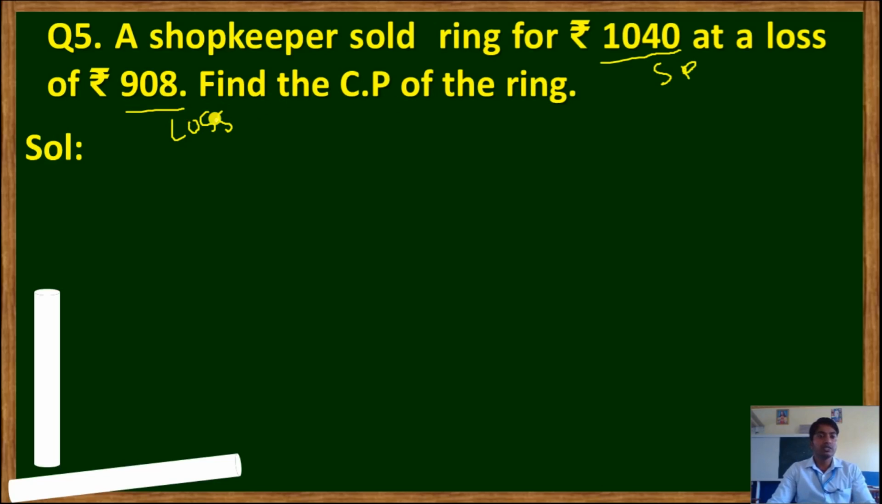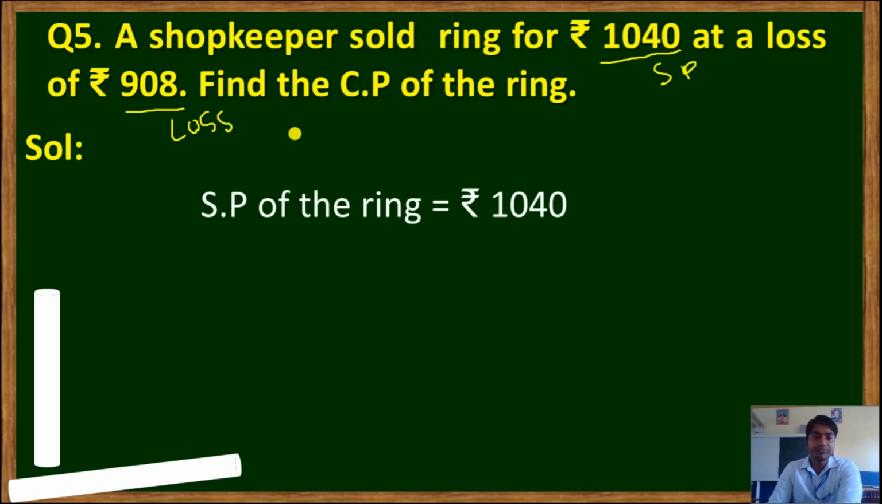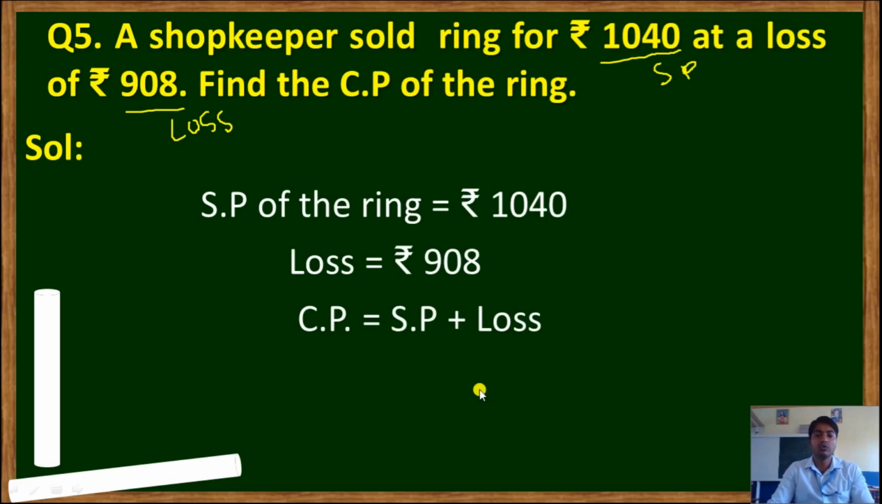Loss is given, so according to loss we have to use the formula in this question. What are the things given here? Selling price is given, that is 1040. Loss is given, that is 908 rupees. Then what will be the formula to find CP? According to loss, CP is equal to SP plus loss.